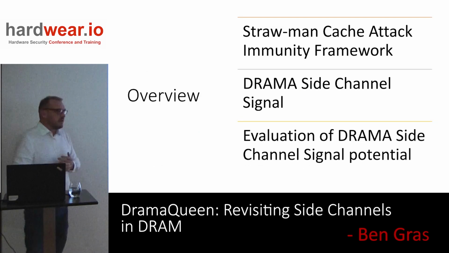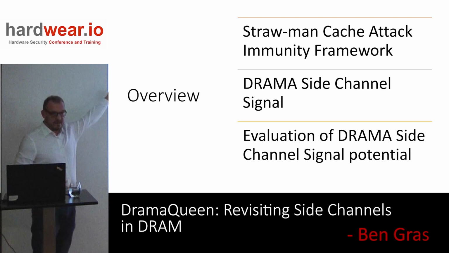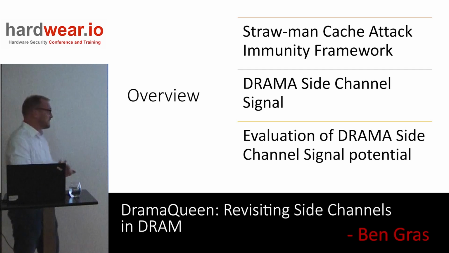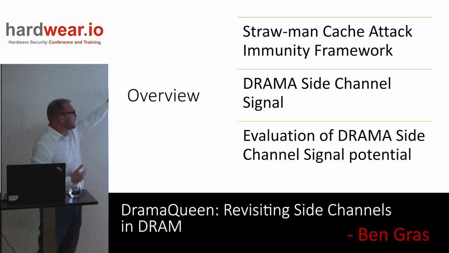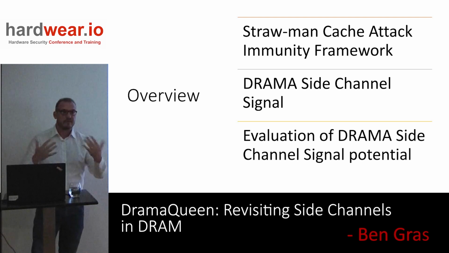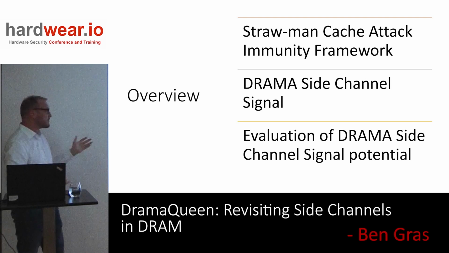Okay. However, it's going to be a strawman cache attack immunity framework. It's not going to work. We're going to take a solution that seems like it would solve all problems, and then we're going to show why this solution is not complete because of a DRAM side channel. So we're going to talk about what this supposed solution to all problems is. Then we're going to talk about, can we observe activity outside the CPU in DRAM? And then we're going to exploit that to break our perfect solution. So it's kind of a cautionary tale.